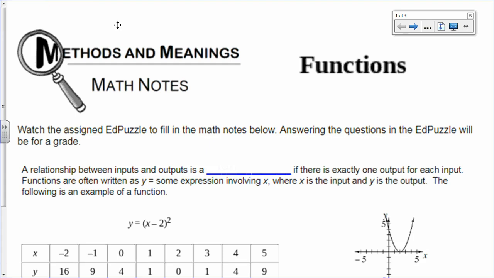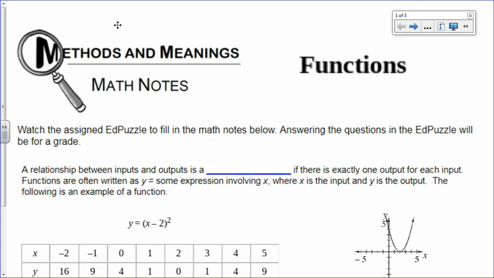This year, one of the things that you're going to be required to do is to fill in math notes. So I took each one of the math notes in your textbook and made a closed notes page for it, where you're going to fill in the definition and some examples of the different topics, as well as have to answer questions through an Edpuzzle. The first one we're going to talk about is functions. So make sure you have your paper out so you can fill in as we go.